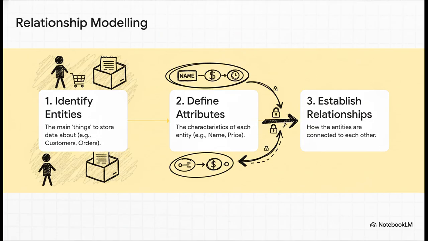So how do we actually draw up this blueprint? It's a pretty straightforward three-step process called entity relationship modeling. First, you just identify the main things you're storing data about, like your customers and your orders. Second, you list out their properties or attributes. And third, you use those primary and foreign keys we just talked about to connect them all up.